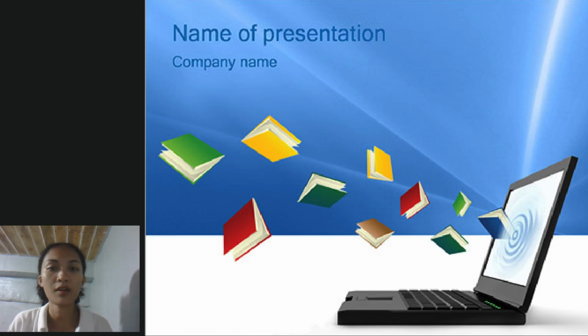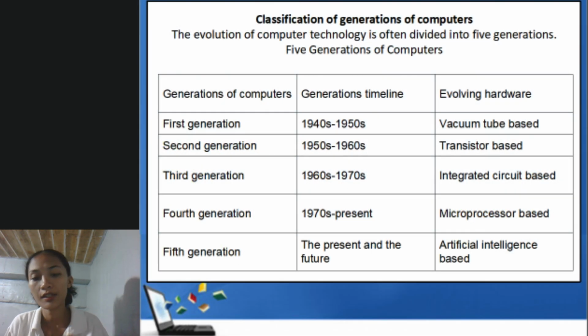Today we're going to talk about generations of computers. Here in this slide you can see the classification of generations of computers, the evolution of computer technology. There are 5 generations.